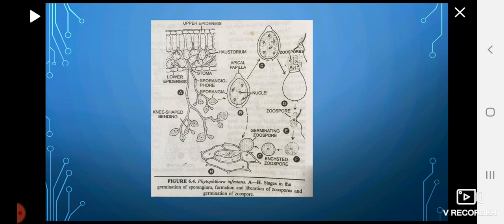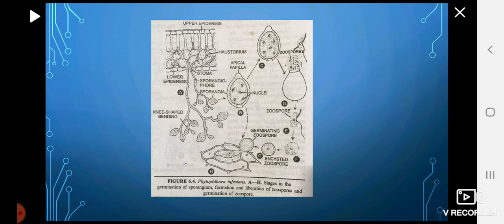Now during the favorable period, each sporangium absorbs water and swells. Now what happens is that the protoplasm is cleaved into many pieces, and these protoplasmic uninucleate pieces metamorphose into zoospores. Finally, the papilla will burst open and the zoospores are liberated.